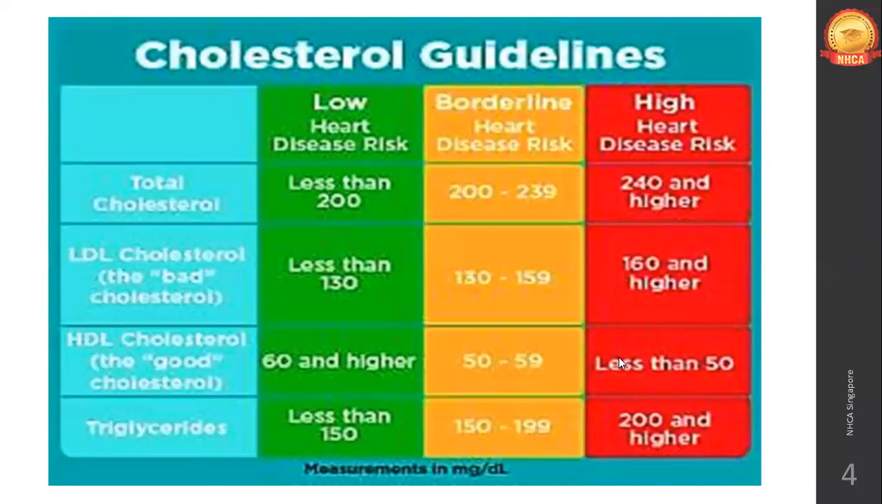HDL cholesterol, also termed good cholesterol, high density: 60 and higher is desirable. 50 to 59 is borderline, and if it is too low in the bloodstream, less than 50 mg per deciliter, that is high risk of heart diseases. Triglycerides should stay less than 150 for desirable levels. If it is 200 or higher, it still comes under high risk of heart diseases.